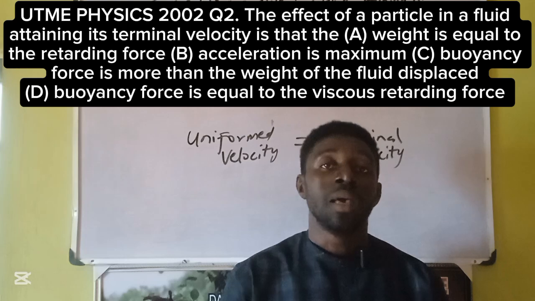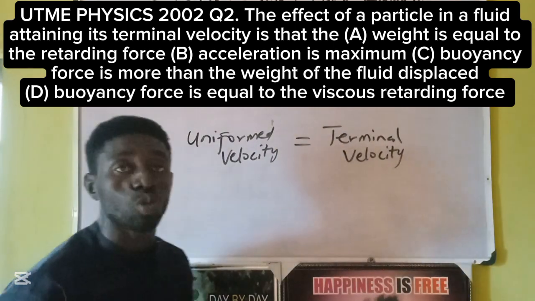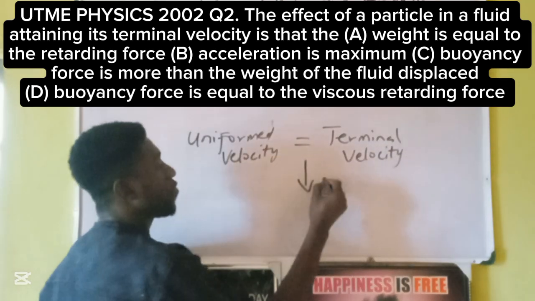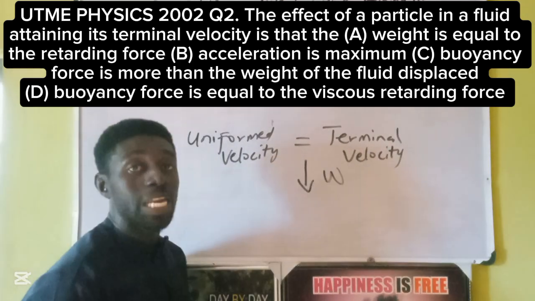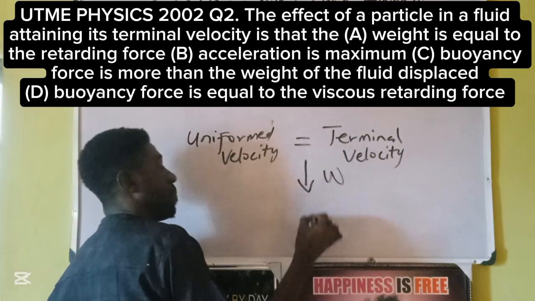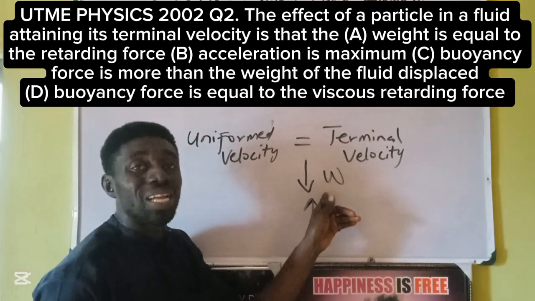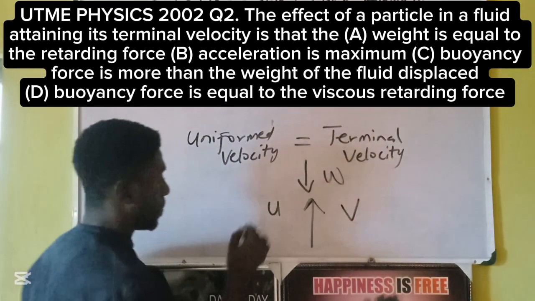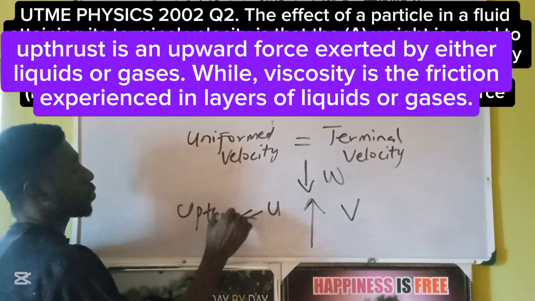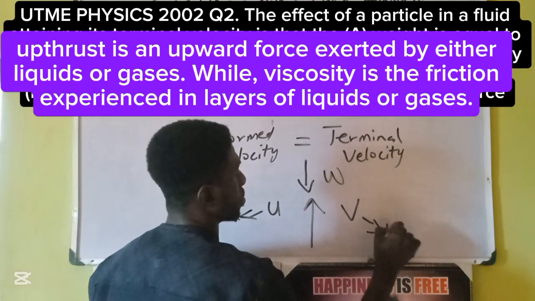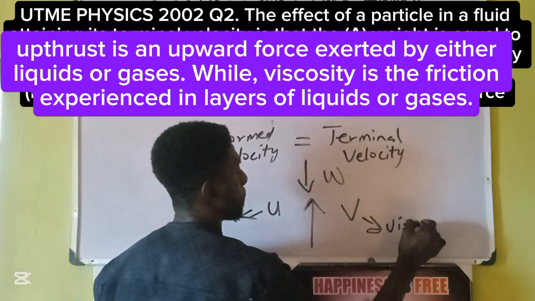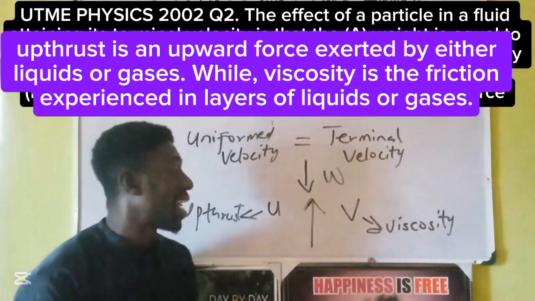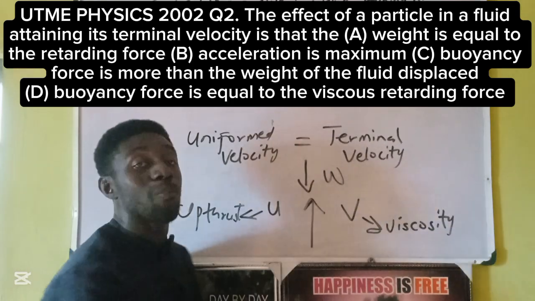Let's start with air. Having air as an example, a parachuter falling down towards the earth is coming down with a force known as weight. And the parachuter must have his weight cancelled by two forces, upthrust and viscosity. The upthrust or upward force and viscosity. These two forces are working together to cancel the weight of the parachuter.